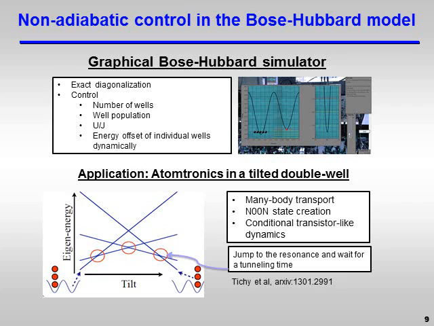So the first challenge in this environment is based on atomtronics in a tilted double well. The challenge here consists in having n atoms on the left well, and then as quickly as possible transporting all of them to the right well. And here you see the energy diagram of this as a function of the tilt, and the fastest transport that you can realize is to jump to the first avoided crossing, wait for exactly one tunneling time, which will deliver one atom from the left well to the right well, and then jump to the next avoided crossing, where again another atom can tunnel across.